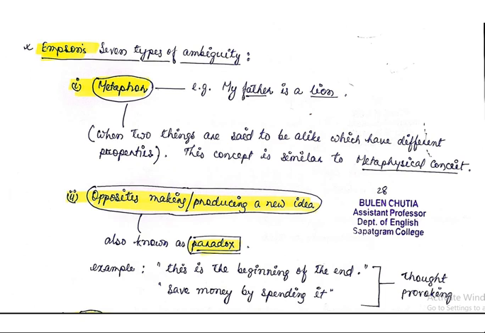Okay, we use two different or opposite words to make or create a new idea. These are very thought provoking, and the readers may understand these things differently. So, these have more than one meaning. This is why these are also known as ambiguity.